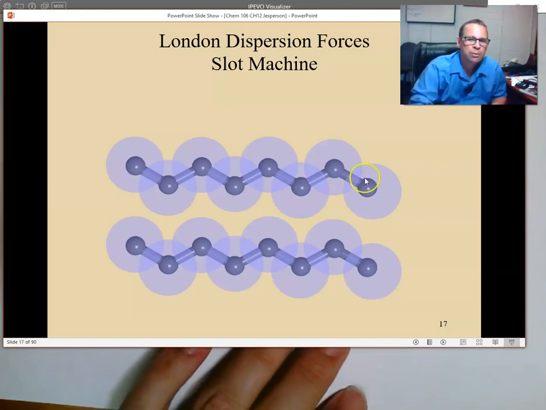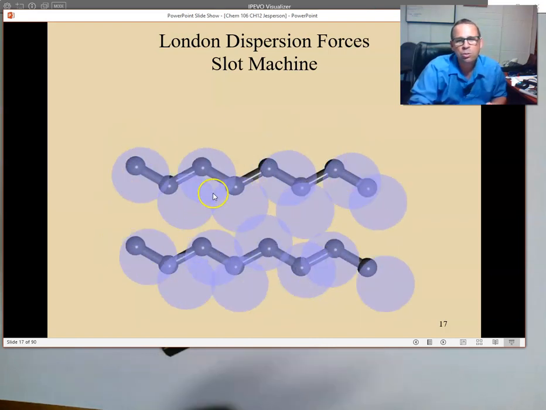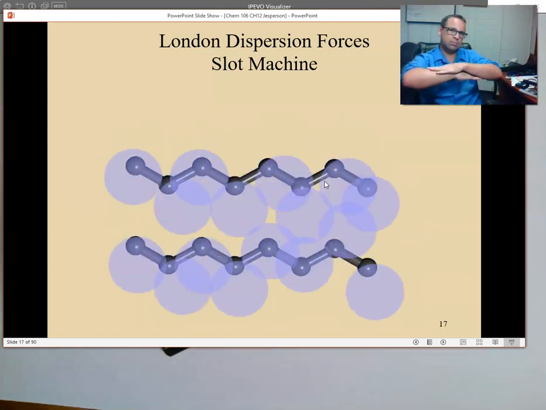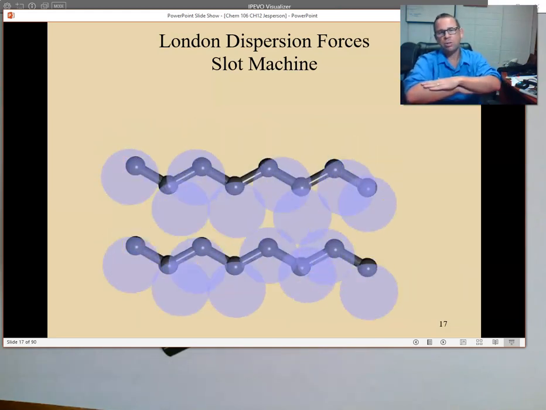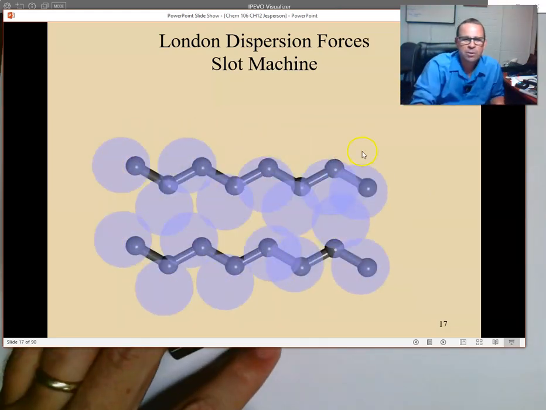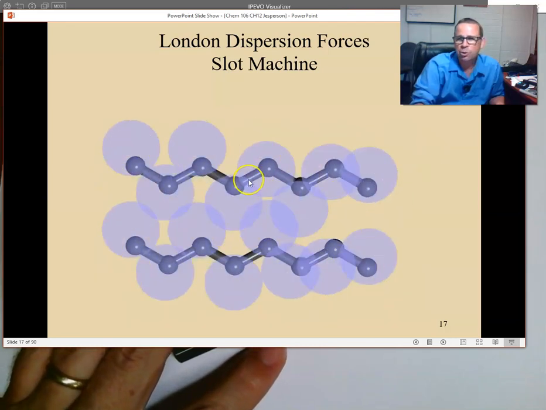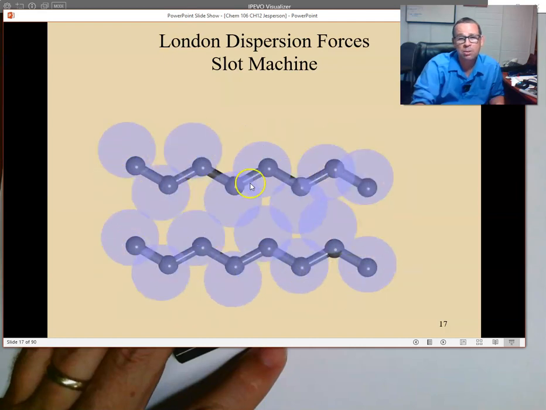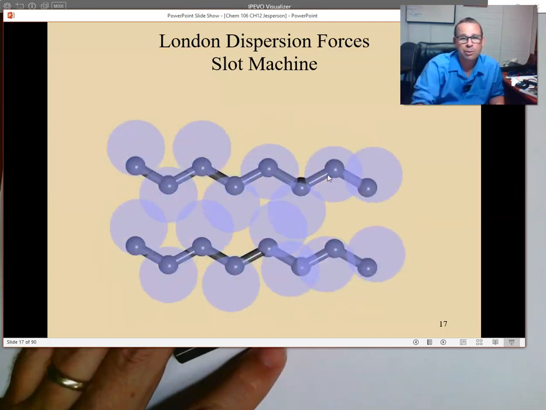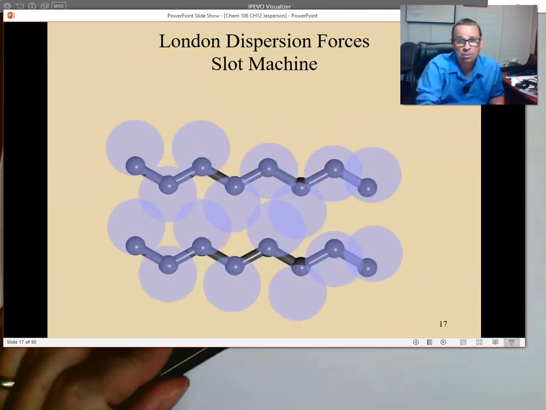So, for example, here I have two molecules that are next to each other. Is there an attraction between these two molecules? Well, these are chains of carbons, so there's no dipole-dipole. These are nonpolar compounds. There's definitely no hydrogen bonding.